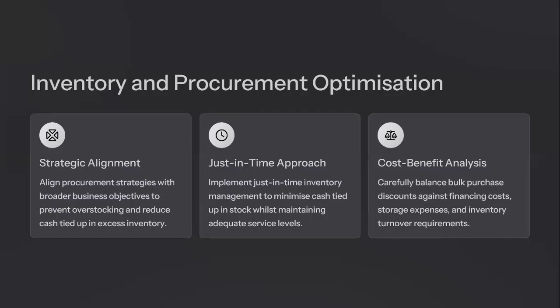Inventory and procurement optimization is another strategic approach towards cash management. Because for any business, debtors and inventory, these are two painful areas. How I manage it more correctly gives a benefit for cash management.